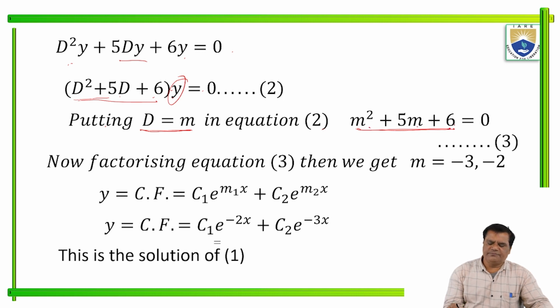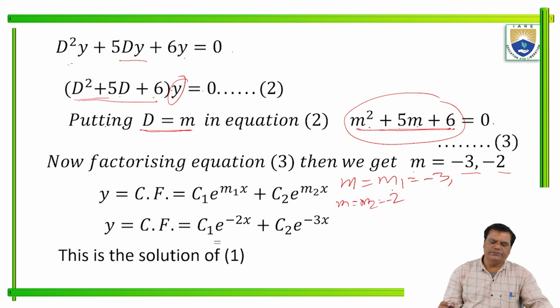So m² + 5m + 6 = 0. Since 3 × 2 is 6 and 3 + 2 is 5, we are factorizing this, or we could solve by the Sridharacharya formula. Now factorizing equation 3, we get m = -3, -2. So this is the value of m: m1 = -3 and m2 = -2. So the roots are different here. I am checking, roots are different, so this is the solution case.